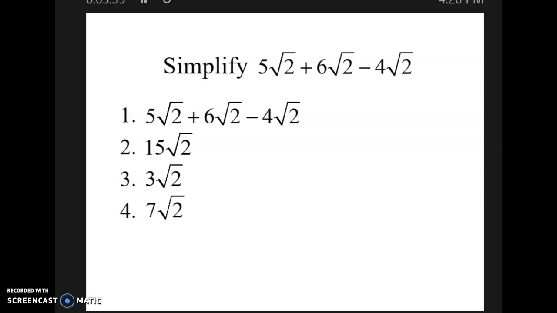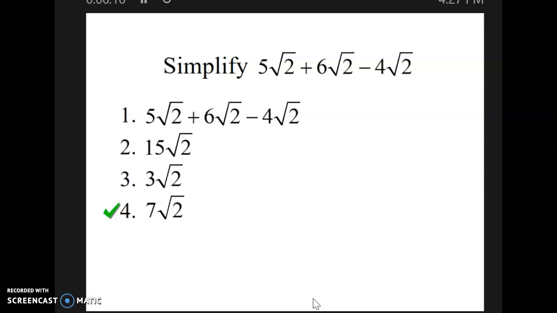Okay, so if you were to simplify 5 square root 2 plus 6 square root 2 minus 4 square root 2, which would be your answer here? They all have a square root 2. So 5 plus 6 minus 4. You're just combining the coefficients, the numbers in front of the radical. 5 plus 6 minus 4. 11 minus 4 is 7. So this is the correct answer. Make sure you circle that on your notes as the correct answer.